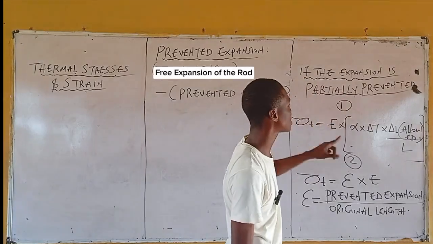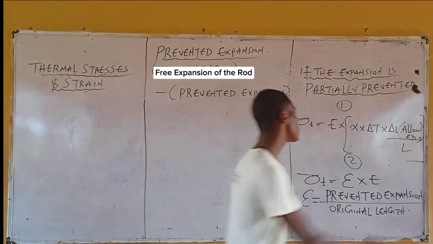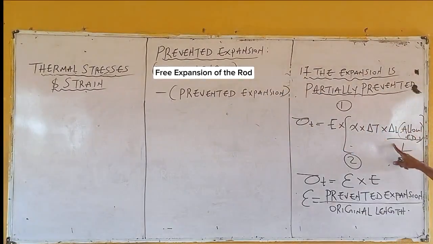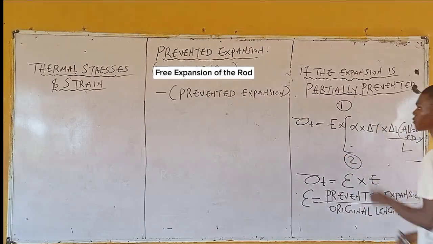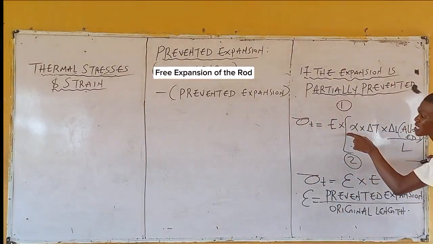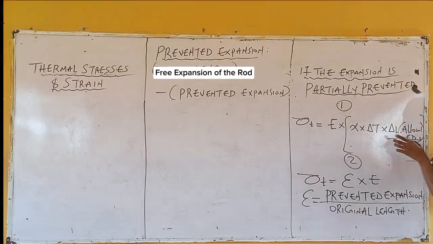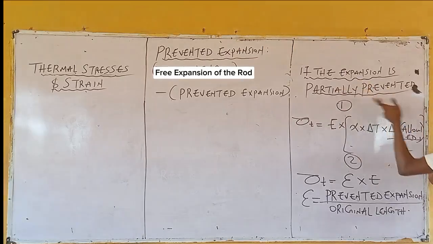If the expansion is partially prevented, I said you have two formulas. Any of these formulas works. This is the first one. The stress induced when it is partially prevented: the Young's modulus multiplied by linear expansivity times change in length times the allowed expansion divided by the original length, everything multiplied together. That's your first formula when it comes to partially prevented.